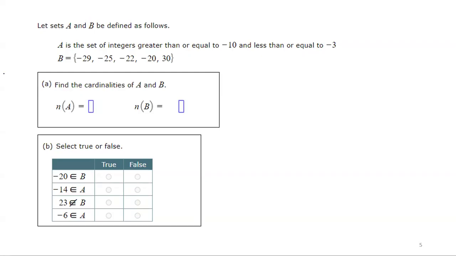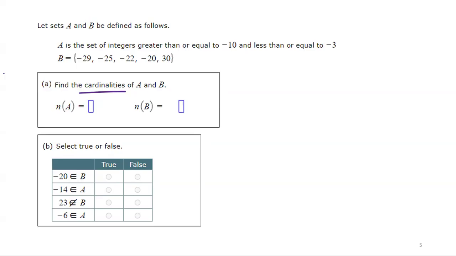So the first part here is saying let sets A and B be defined as follows. A is a set of integers greater than or equal to -10 and less than or equal to -3, and B are these set of numbers. For part A, it says find the cardinality of A and B. So again, go back to the term page that we talked about to find out what the term cardinality means. And then the second part here is asking us to select true or false. And then we have these symbols here. So let me talk about that right now.